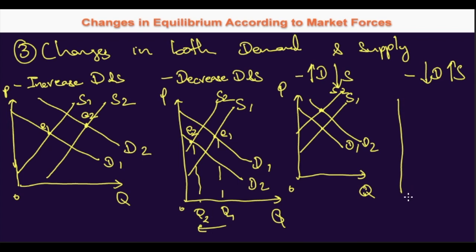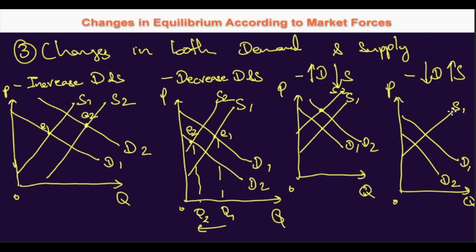The fourth scenario would be here. This is D1, this is quantity, price, origin. We have S1. Demand is going to decrease, so that means it is going to shift to the left, D2. And supply is going to increase, so it's going to shift to the right.